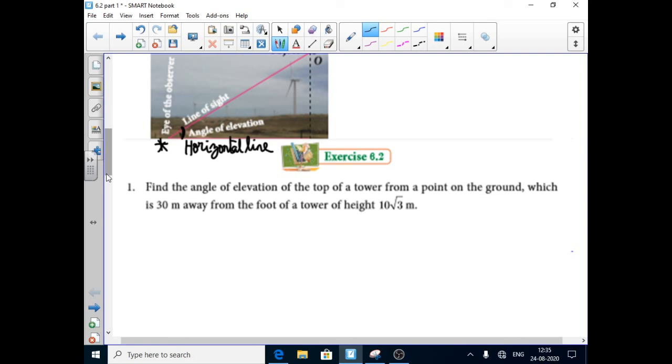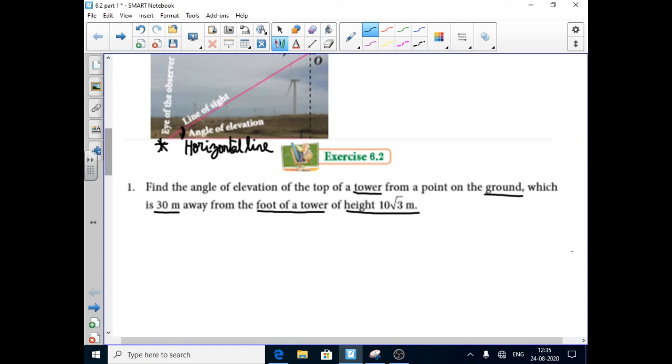Find the angle of elevation of the top of the tower. One object is given: the tower. From a point on the ground, so another object is the ground. We are observing from the ground, which is 30 meter away from the foot of the tower. Next, the height of the tower is 10√3 meter.